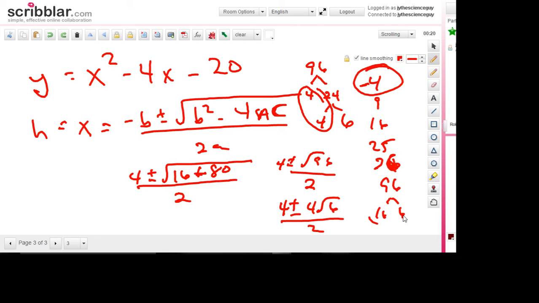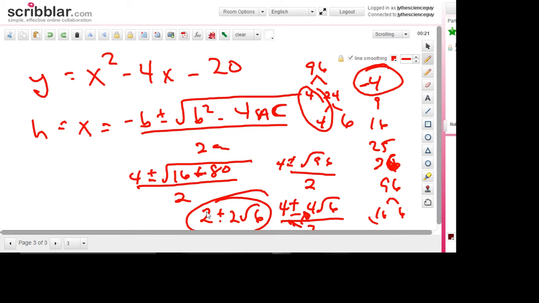Okay, so now I got to simplify that. Does 2 divide into that number? Yes. So what does it simplify to? 2 plus or minus square root of 6. Oh, it's 2 plus or minus 2 square root of 6. That would be your answer. That's it? That's it. Got it.